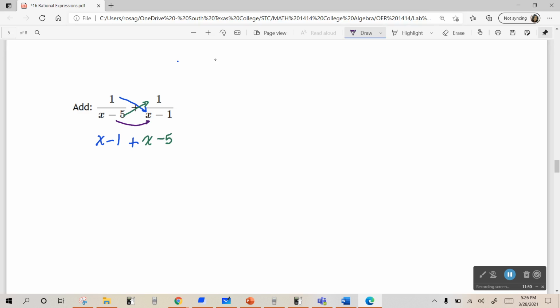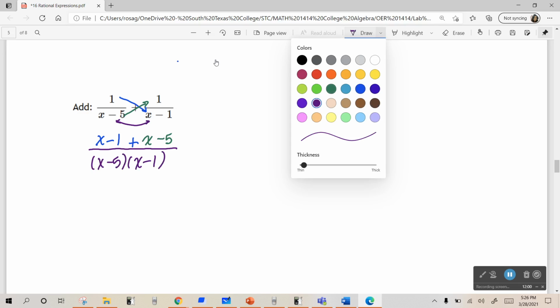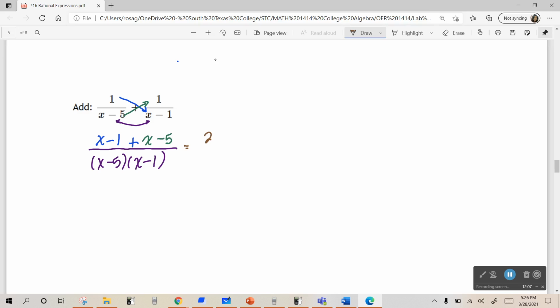And then on the bottom, you multiply these two. So it's going to be, I'm not going to do the multiplication. I'm going to leave it like this. Now when we combine the like terms, you get 2x minus 6. Then on the bottom, we have x minus 5, x minus 1.